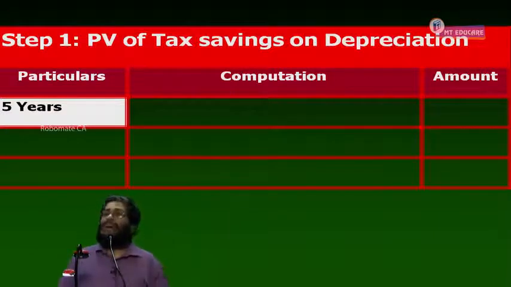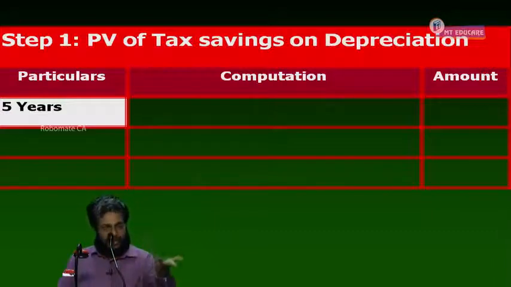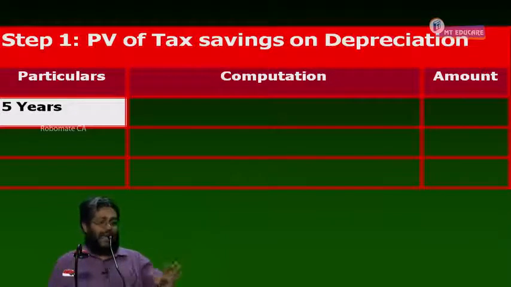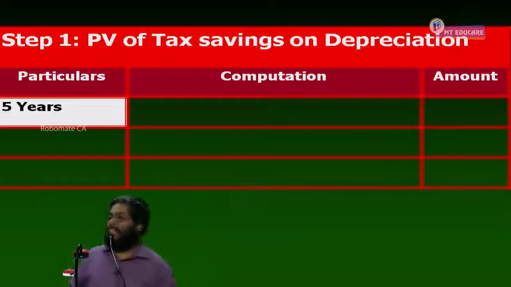Now, what is asset cost? How many years life? 5 years. What depreciation per annum? 1 lakh. I claim for 5 years. I believe I am going to keep the aircraft for 5 years. So it is going to be 1 lakh, 1 lakh, 1 lakh, 1 lakh. How many years? 5 years.